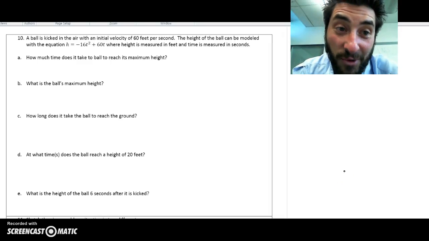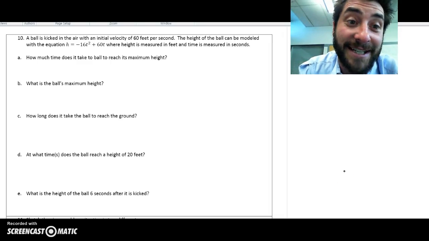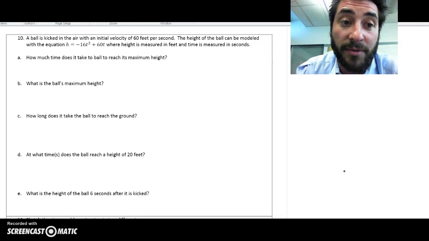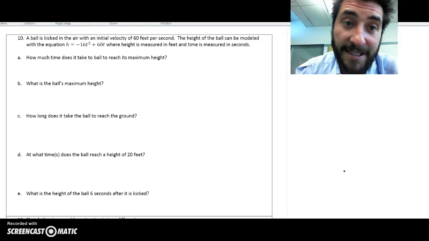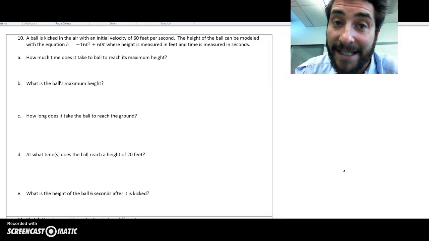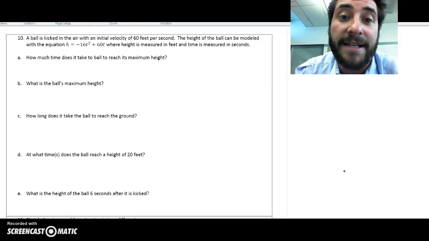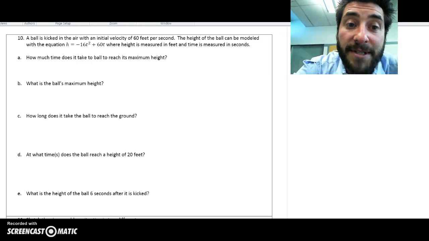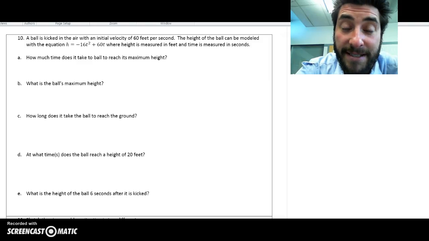All right, the good old quadratic word problem. I'm being told a ball is kicked in the air with an initial velocity of 60 feet per second. The height of the ball can be modeled with the equation h equals negative 16t squared plus 60t, where height is measured in feet and time is measured in seconds. The question is, how much time does it take the ball to reach its maximum height?